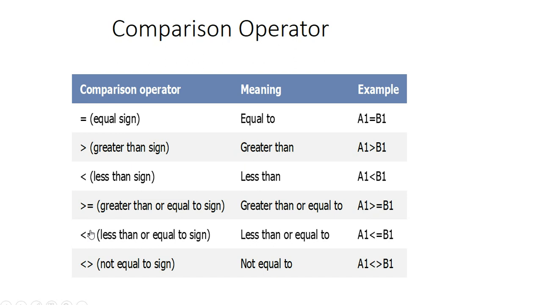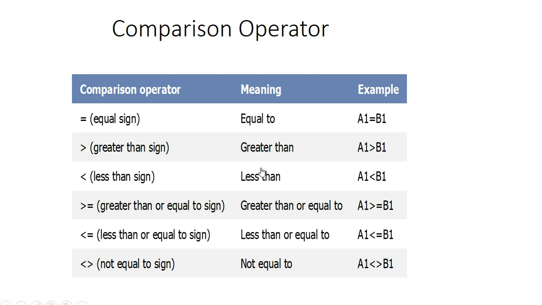Then we have less than or equal to. It's used to check if the value to its left side is less than B1 or is equal to the value to its right side. That is, A1 less than or equal to B1. Then we have the not equal to sign. It's checking if the value to its left side is not equal to B1.